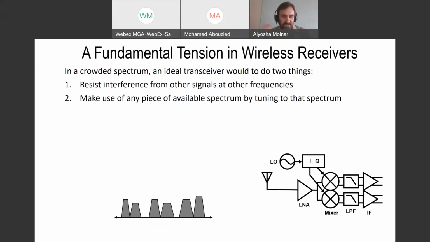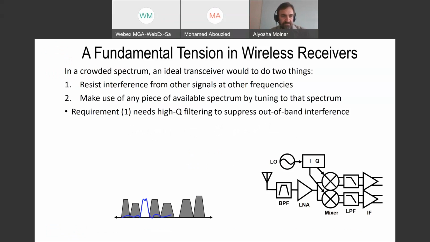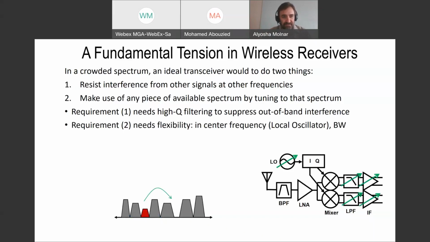The motivation that got a lot of us into the space of N-path mixers was a fundamental tension in wireless receivers: in a crowded spectrum, your ideal transceiver would do two things. It would both resist interference from other signals at other frequencies, but also be able to use any piece of available spectrum by tuning to it. These two requirements are in tension. The first requirement needs reasonably high Q filtering to suppress out-of-band interference. That's straightforward; we've been doing that all along in our radios. But the second requirement means we also need to be flexible. We need to be able to change our center frequency and bandwidth, responsive to what's available in the environment or what we're assigned as time goes on.